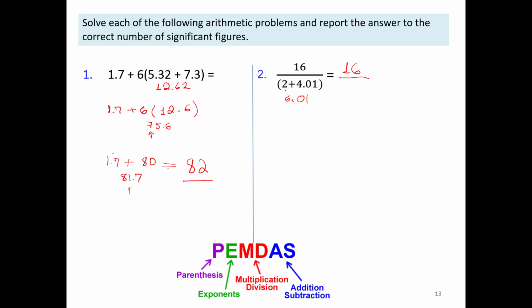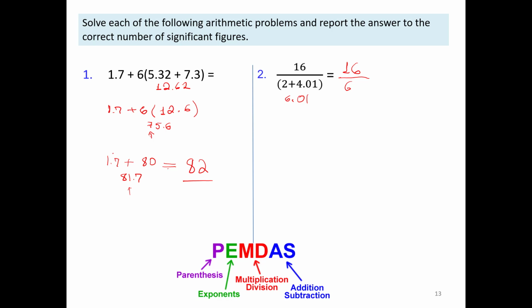Now we need to take into account the number of decimal places. We have 0 decimal places and 2 decimal places. Then we need 0 decimal places in the answer. If we round, this will be just 6.